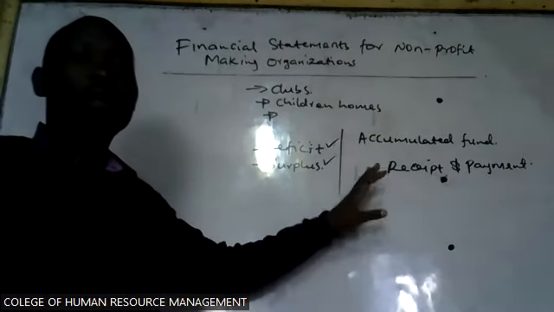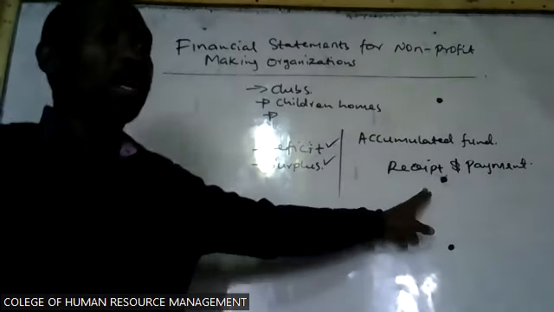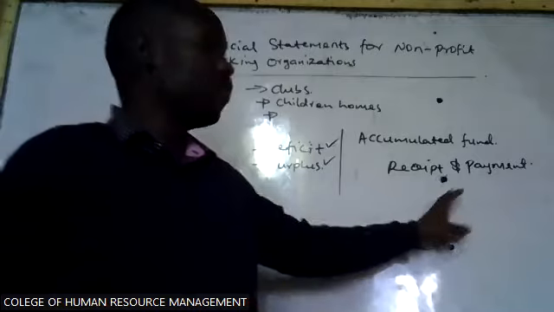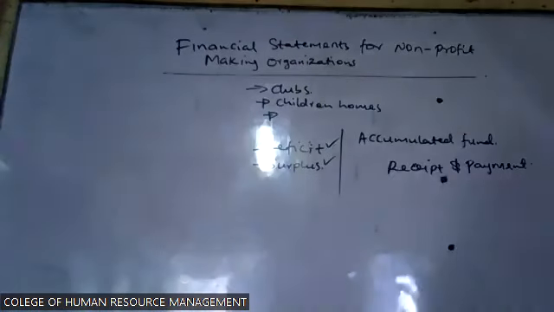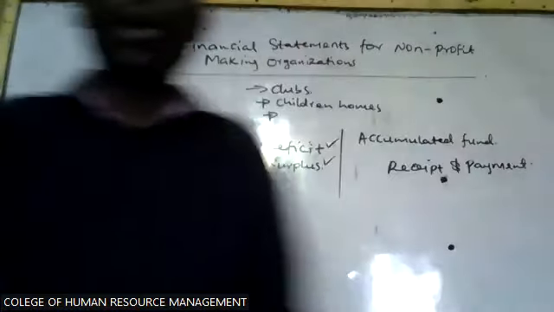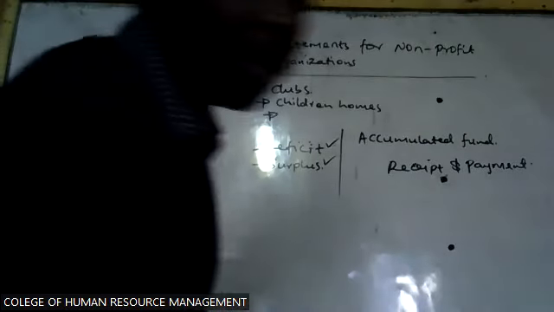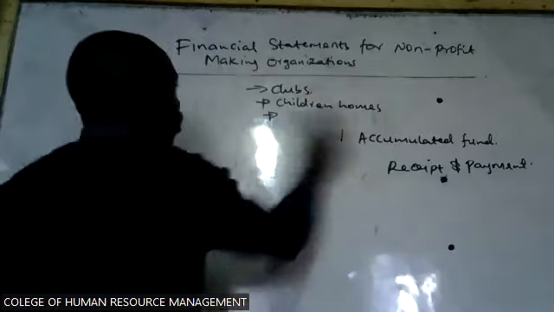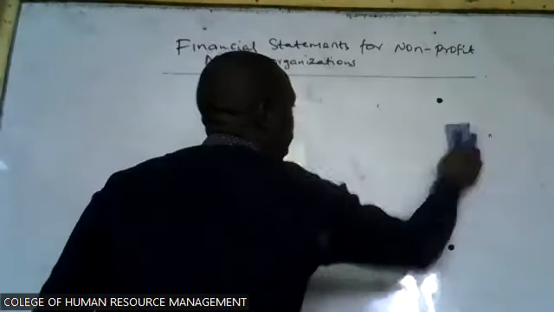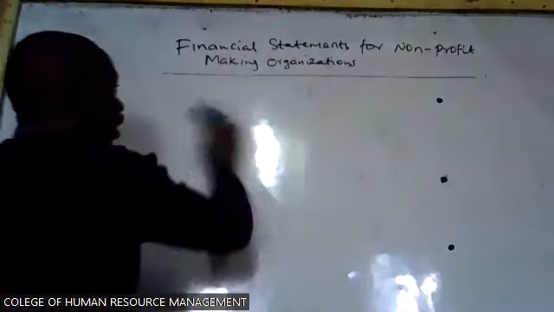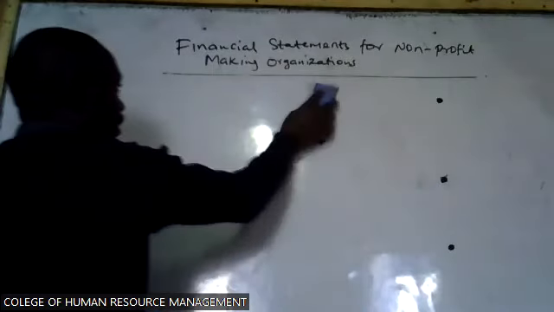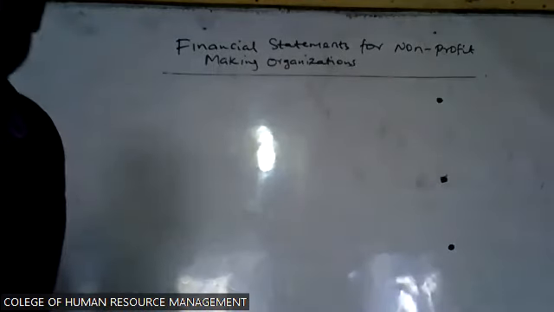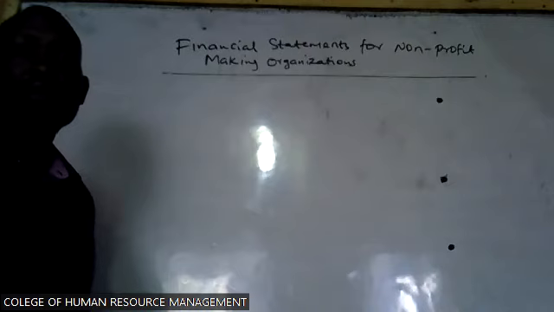So for these particular organizations, we don't have the cash book, but we have the receipts and payments. The most important thing that we need now to understand about these organizations, one, is how do they raise their finances? What are their sources of income?